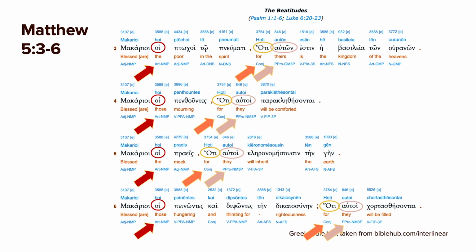All right, let's move on to this next verse. I have a few things circled here so you can notice the pattern. We have a nominative, masculine, plural article going all the way down. And then we have hati, hati, hati. That's a conjunction, which means for or because of. And then auton, autoi, autoi, autoi, the personal pronoun. Autoi, they, auton, theirs. So there's just a little difference there.